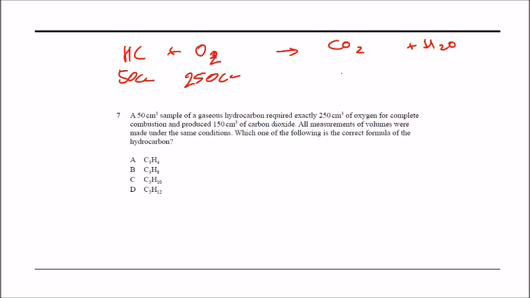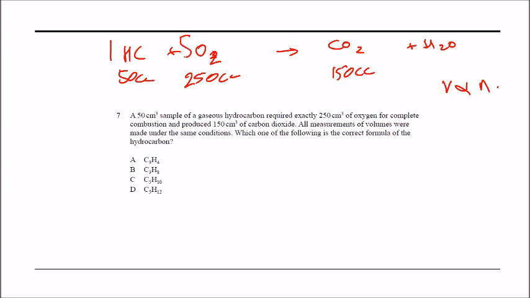And after that we produced 150 cubic centimetres of carbon dioxide. Everything was done under the same conditions, so that's just giving us license to use Avogadro's law there, where the volume is directly proportional to the number of moles. Okay, so let's have a look. We can put our numbers in.